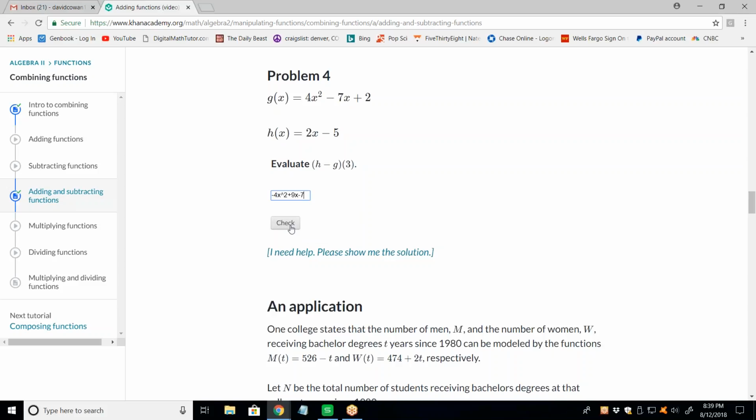But don't we want to put 3 in, substituting? Yes, I apologize. I knew there was something different about this problem. I won't erase that because that is our h minus g function. So now tell me what h minus g evaluated at 3 is.